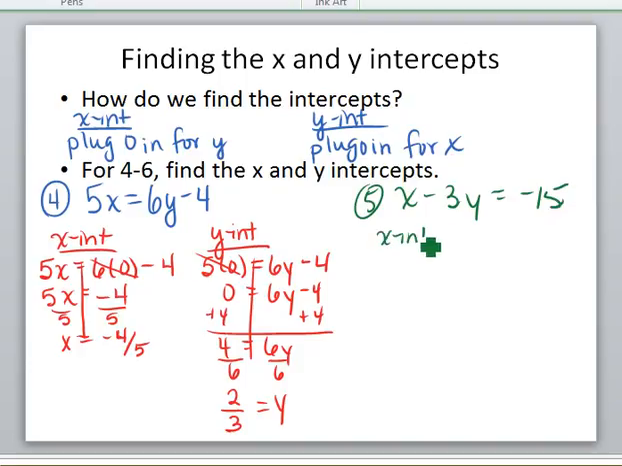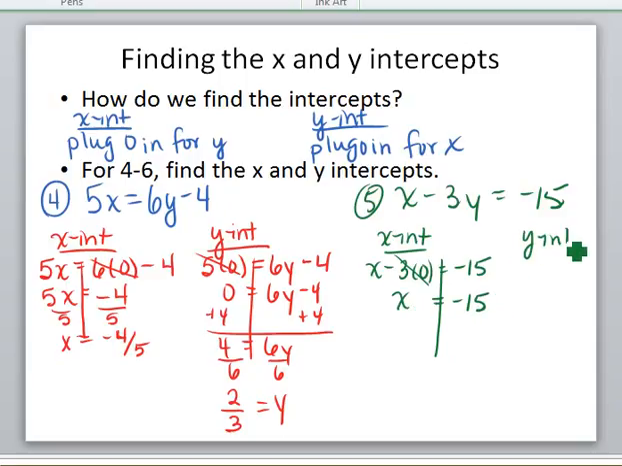So the x-intercept, remember, we keep the x portion, and we put 0 in for y. What that does is it covers this up, makes it 0, and so we get x equals negative 15. The y portion, or the y-intercept, we plug 0 in for x, and we keep the y portion. What that gives me is this is 0, so I'd have negative 3y equals negative 15. Divide by negative 3 on both sides, and I get a positive 5 for my y-intercept.